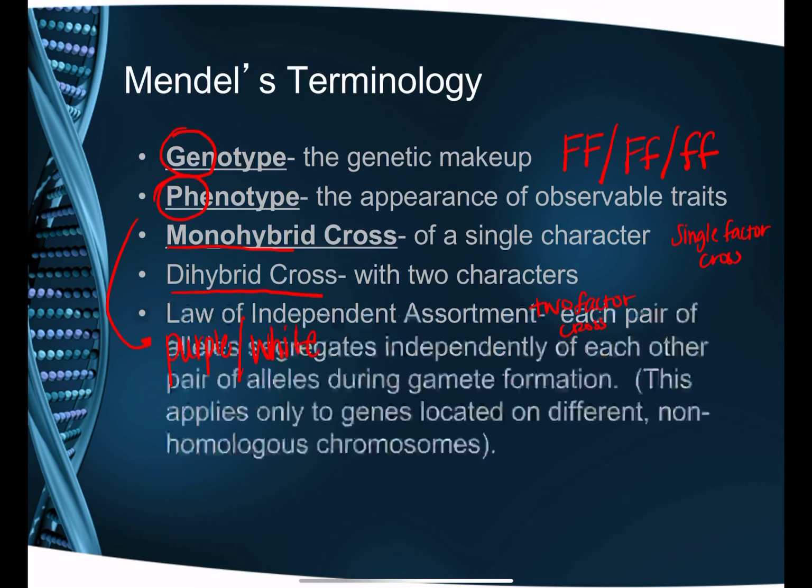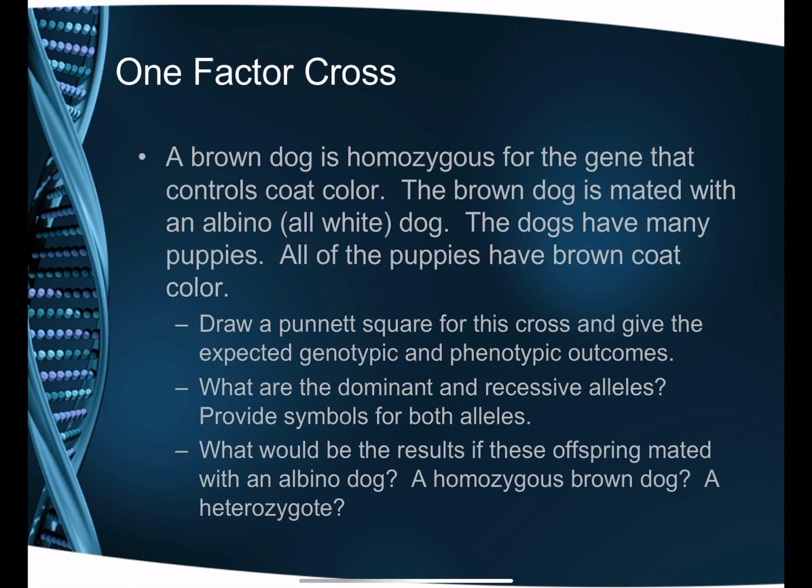Okay? Whoops. I wrote on my slide. Sorry. The law of independent assortment tells us that each allele segregates independently during gamete formation. And so that's what we talked about yesterday, the law of independent assortment, because they line up on the metaphase plate in a random order. It doesn't matter, they're passed on randomly, okay? And again, that's one of the reasons that we have genetic variation, okay?